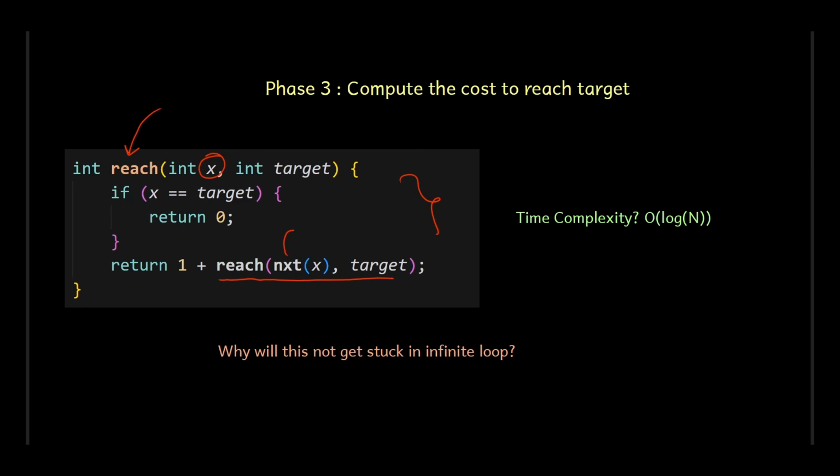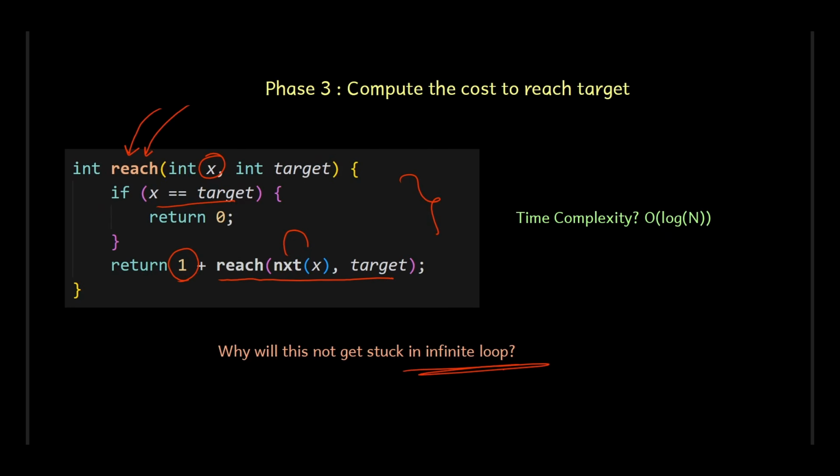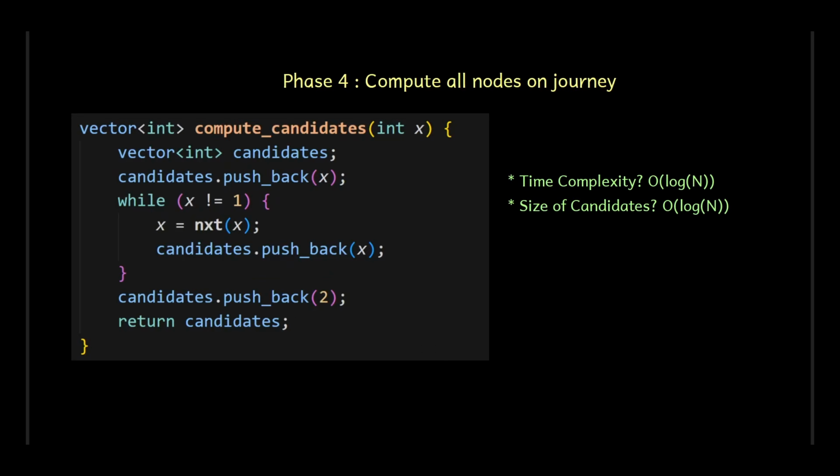So every time you take one step forward until you have reached the target, and using recursion you add up all these values. So why will this code not get stuck in an infinite loop? This is under the assumption that you use this function first before using the function which computes the minimum cost. And of course, the time complexity is again O(log n).